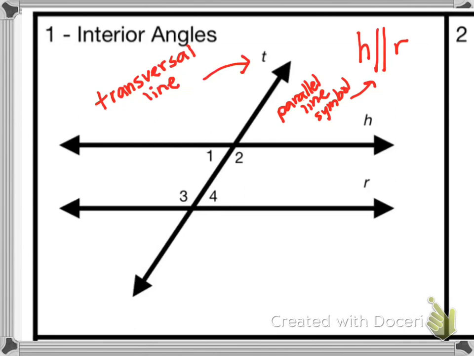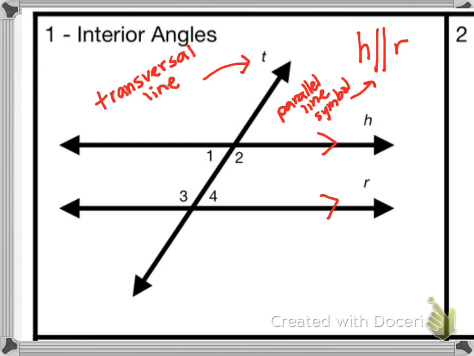So the first angle that I want to review are going to be interior angles, and so just some basics here. We have line H and R, which we're told are parallel, and we can tell by these arrows here. And just a quick reminder that for parallel lines, the symbol is going to be those two vertical lines right next to each other, and then those parallel lines are going to be cut by a line. Here the line is T, and we simply call that a transversal. So it's just a line that's going to intersect two of our parallel lines.